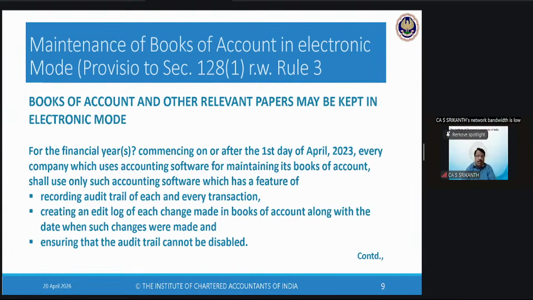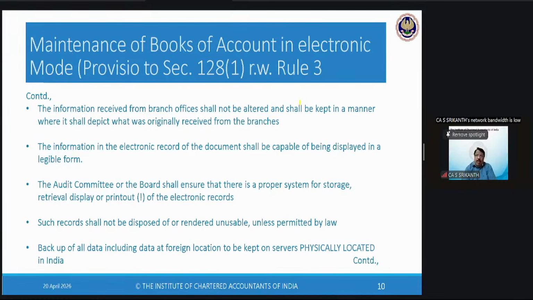Audit trail, if it is not enabled, is a straight qualification. And we will report to the NCA that this company has not enabled the audit trail throughout the audit period. It's mandatory, sir. It is not optional. You have to enable the audit trail. Also, when you are doing it in electronic form, information received from branch offices shall not be altered and shall be kept in a manner where it shall depict what was originally received from the branches.